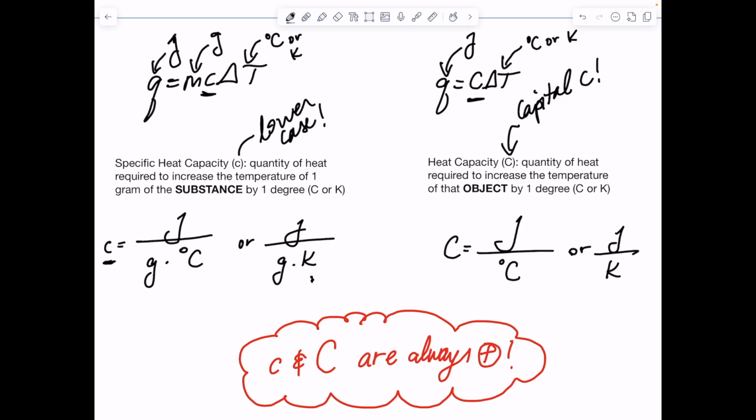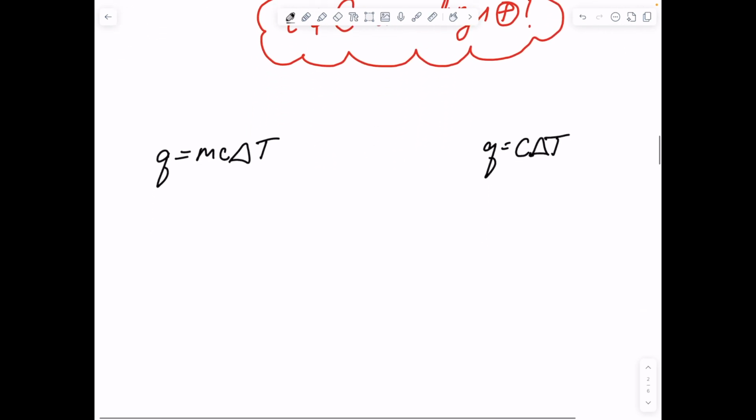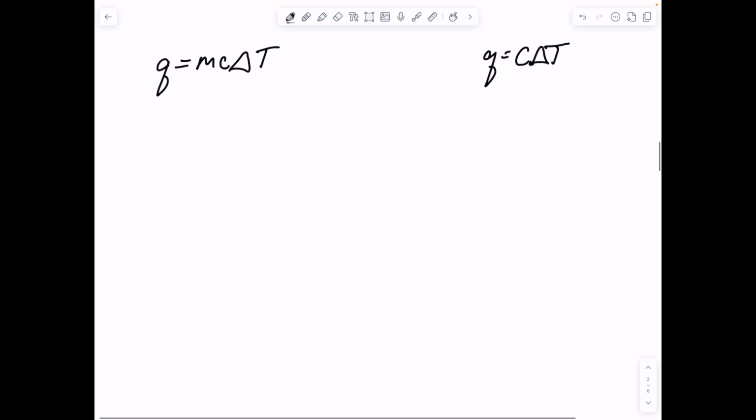Now, these units might be a bit murky, confusing. It might be hard to remember which one is it? Was it joules over Celsius, joules grams Celsius? I can't remember. I'm going to show you how you can intuitively figure out which unit you're using when you're dealing with specific heat capacity or heat capacity. So let's just move down here. Let's create a bit more space.